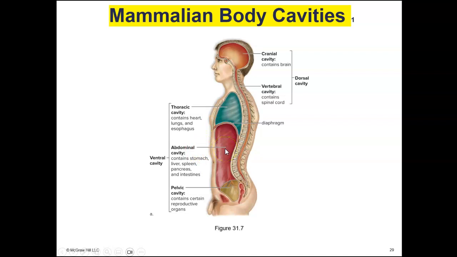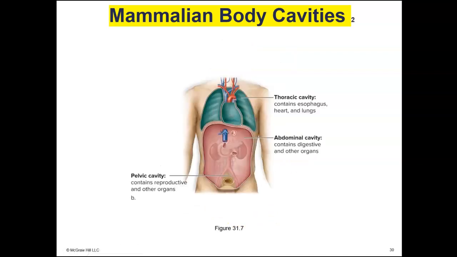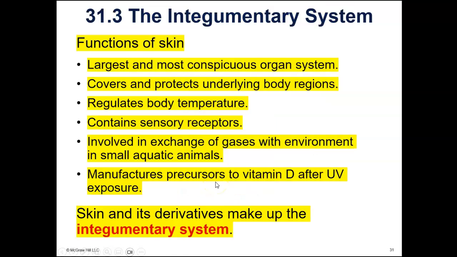The abdominal cavity contains your organs, and the pelvic cavity contains certain reproductive organs. So sometimes you call the abdominal and the pelvic cavity together the abdominopelvic cavity. And this is just a picture of your ventral body cavities: the thoracic cavity, the abdominal cavity, and the pelvic cavity.